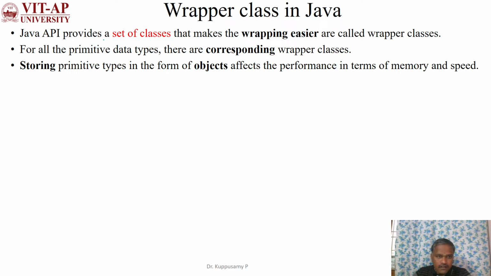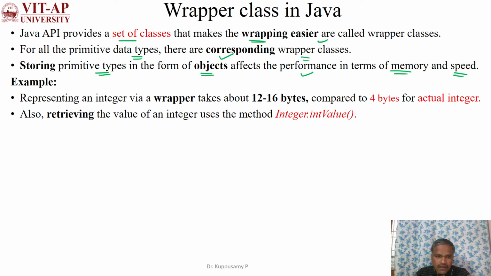Here the Java API provides a set of classes which make wrapping easier, called wrapper classes. For all primitive data types we have corresponding wrapper classes in the Java API. Storing primitive types in the form of objects affects performance in terms of memory consumption and speed.